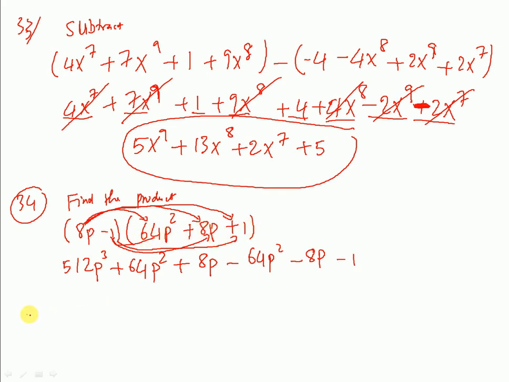Now after you multiply them, do the simplification. Now for the p to the third power, we only have one term, so we rewrite that. For the square, I have 64 and I have minus 64, so it's gone. Now 8p and minus 8p is also gone. I have minus 1 left. So that's the answer.